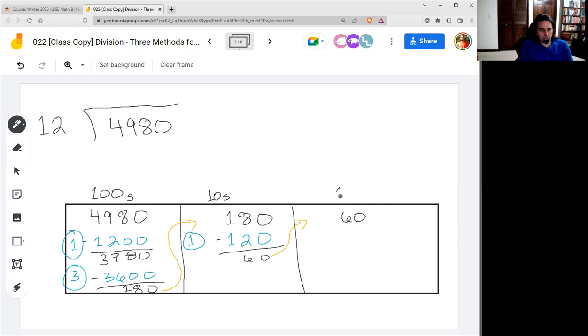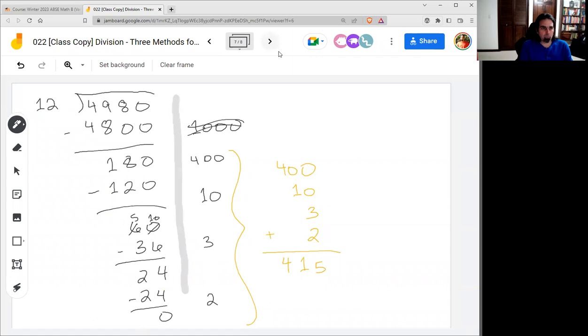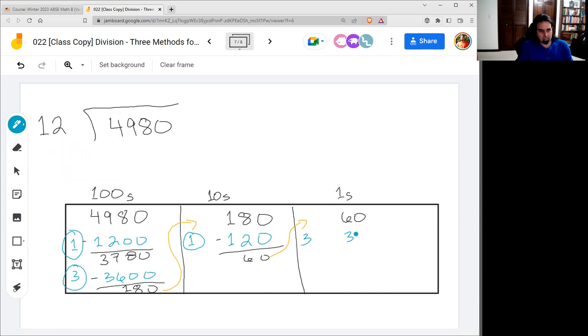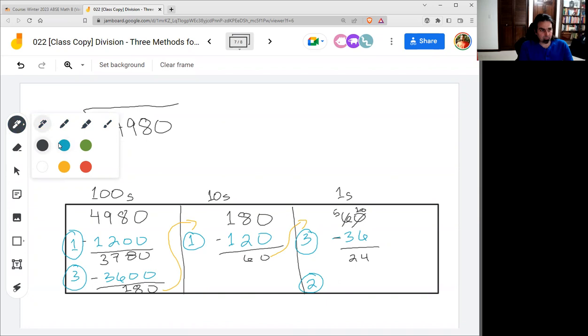Now I'm in the ones box. I'm doing 12s one at a time, 12, 24, things like that. Again, maybe I didn't see the 5, maybe I do a 3 and a 2. I can say I have 3 12s. And then I have 2 more 12s. And then I'm done.